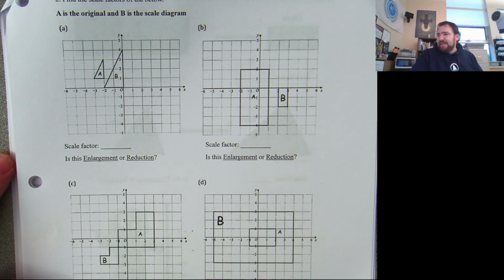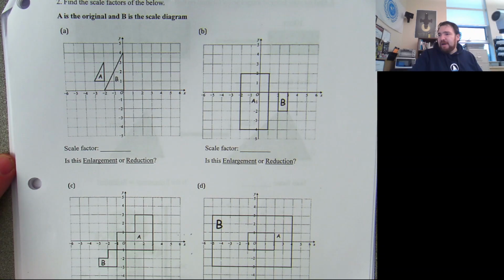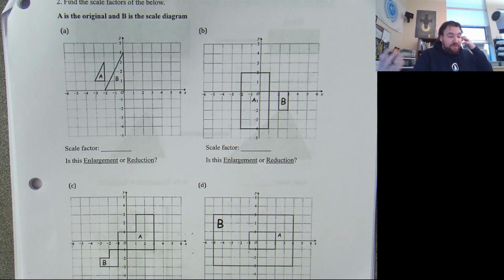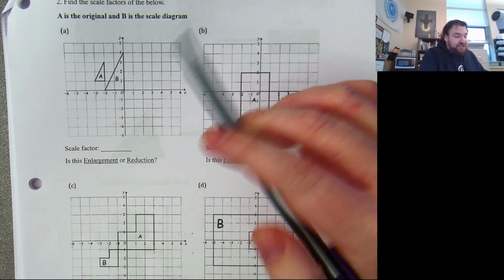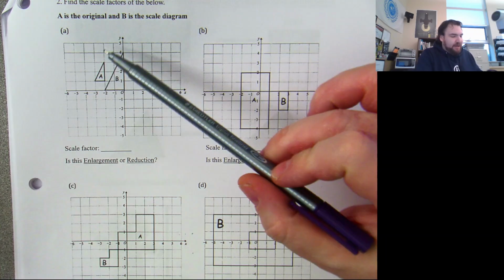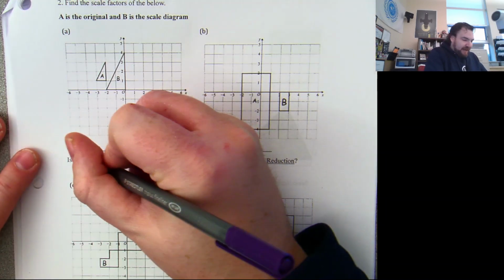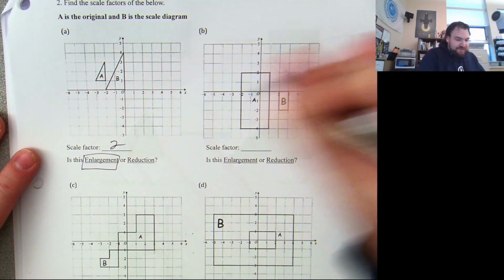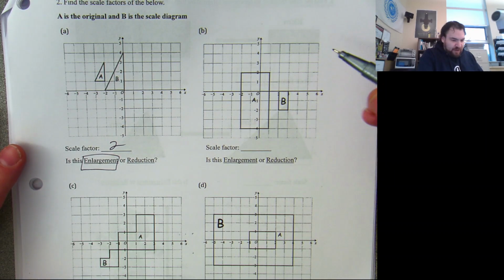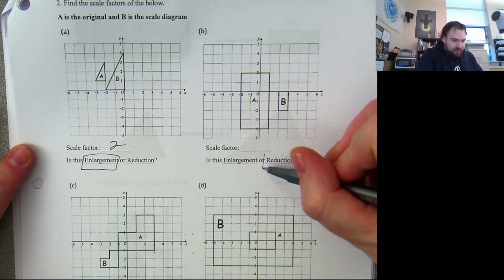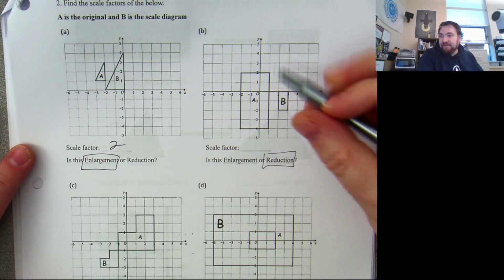So let's take a look at these. If you haven't already, get them out. I just wanted you to find the scale factor. Yeah, it's not overly difficult. It said that A is the original in every diagram or in every question, and B is the scale diagram. So this is an enlargement with a scale factor of 2. This one was a reduction with a scale factor of 1/3.